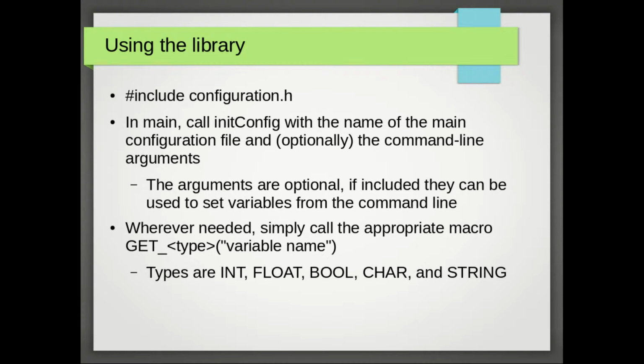And so you use the library. You include the file configuration.h, the header file, which has the definitions in it, the interface. Then in main, you call a function initconfig and tell it what file to load. You can also pass in the command line arguments so that the library can use them to set variables from the command line, which is very useful for debugging.